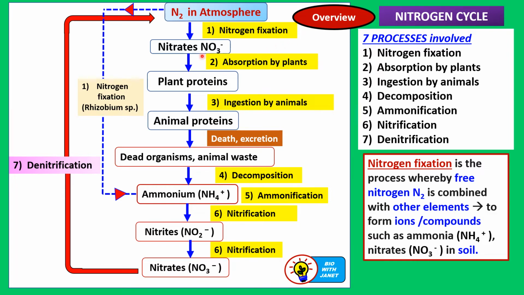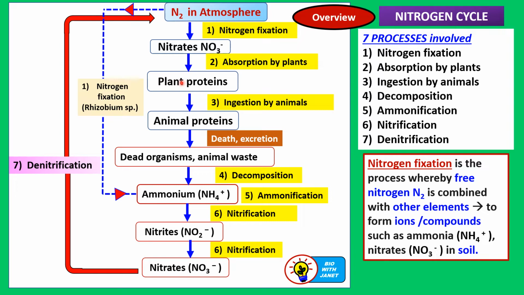So once the nitrates are formed, they are easily absorbed by plants from the soil. Then plants use the nitrates to produce their plant proteins. After that, animals eat the plant proteins. So this process is ingestion, the act of eating by animals. When animals eat the plant proteins, they digest the proteins to form amino acids, and then they use these amino acids to make their own proteins.